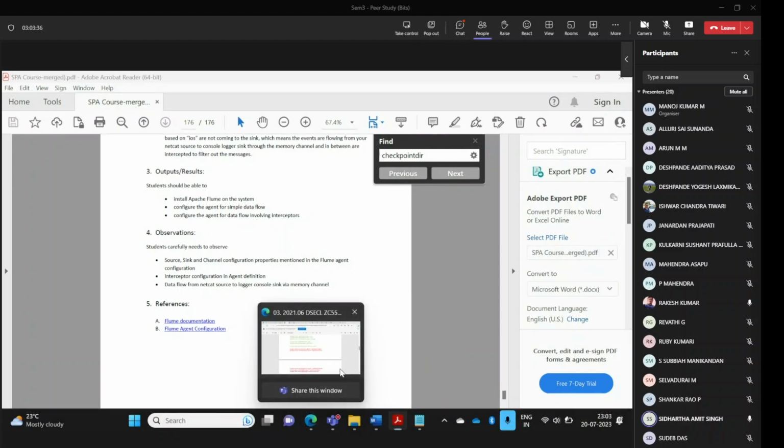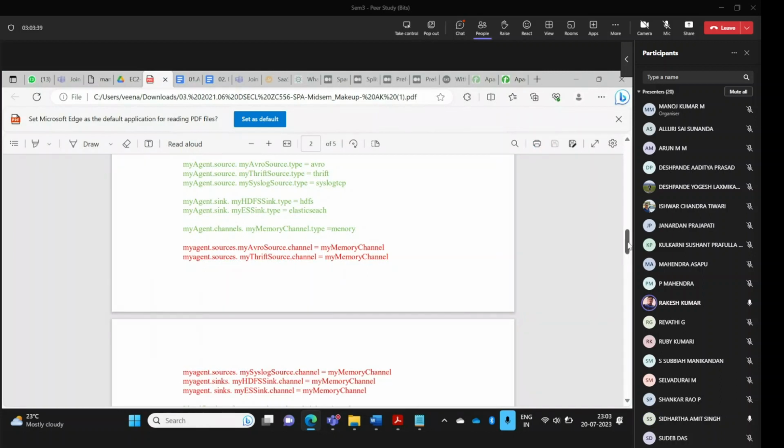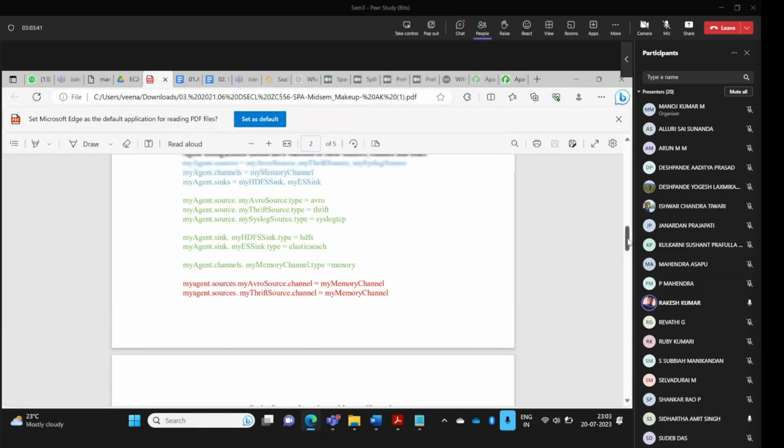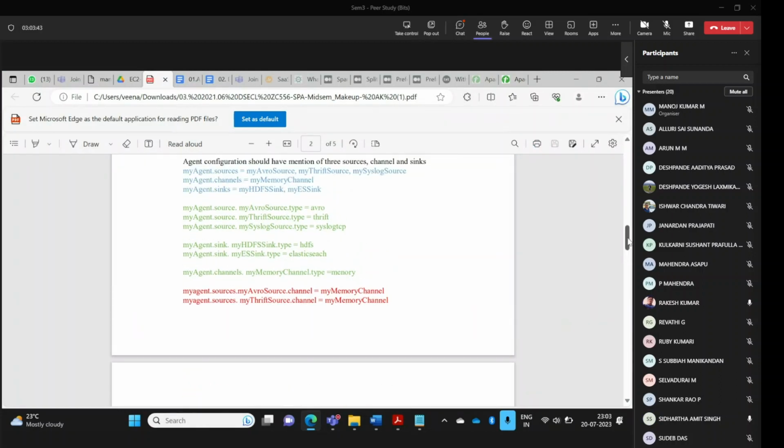Okay, what they want us to do is, based on the question, write the configurations. Here we have one source as Avro, second is Thrift, and third is just logs, right? That's how they made it in the green, the first green, three things.